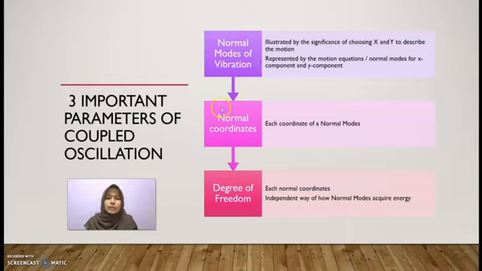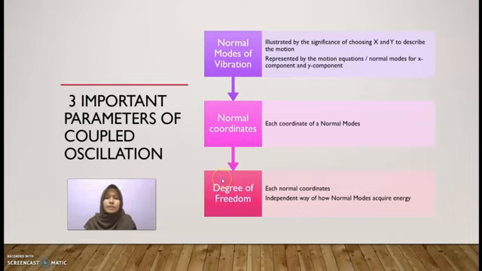The second one is normal coordinates. Normal coordinates are the coordinates of normal modes. They are the coordinates in which the equation of motion takes the form of a set of linear differential equations with constant coefficients, in which each equation only has one dependent variable.